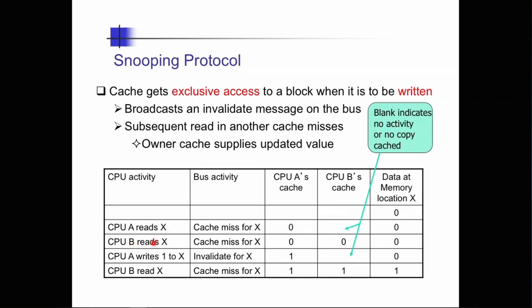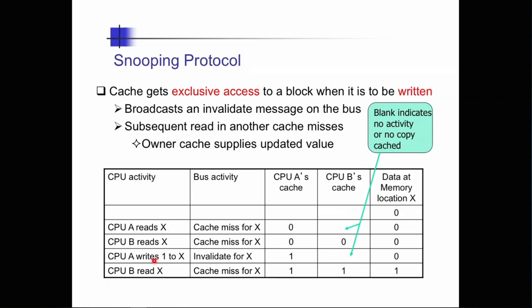So when CPU B reads X, we don't have anything in CPU B's cache, so we are going to have a cache miss, in this case in the private cache of CPU B for X. Cache A remains the same. CPU B's cache is now 0. From memory it fetched 0 and it is now 0 here, and memory continues to hold a 0.